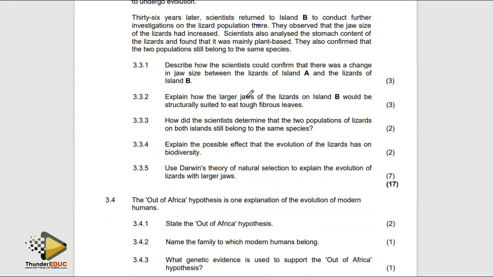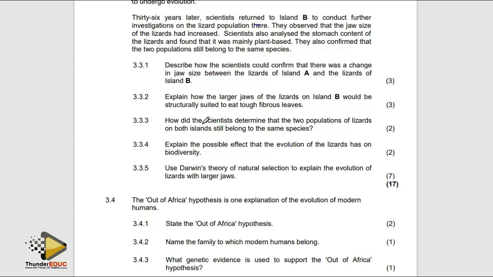Explain how the large jaw of the lizard on island B would be structurally suited to eat the tough fibrous leaves. This could be about the jaws being strong, meaning that the muscles are strong enough, and also the teeth, so that they can have a strong bite and then chew that food. The muscles must be strong so that the force of grip is high, and then they are able to chew this kind of food.